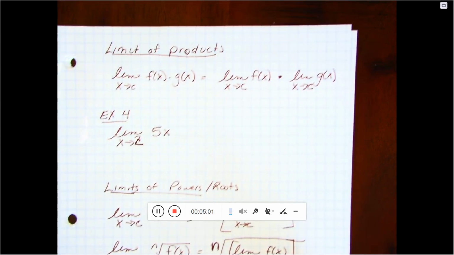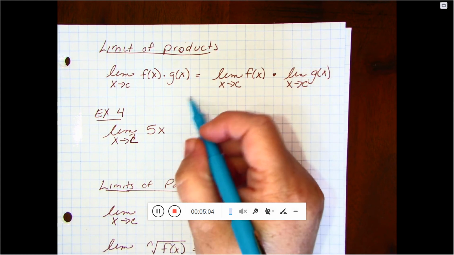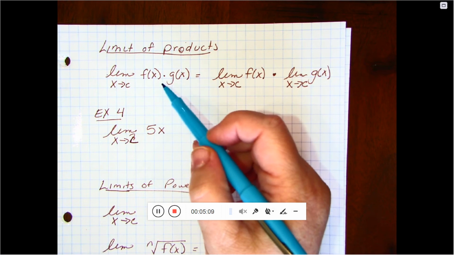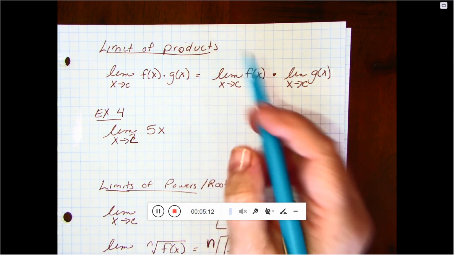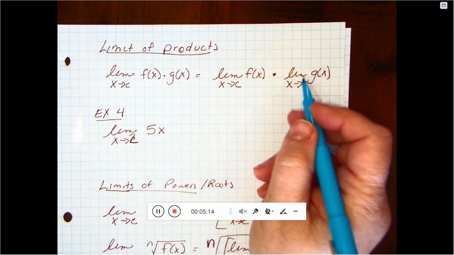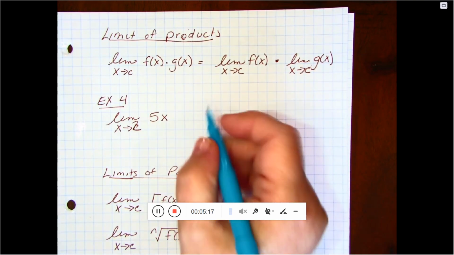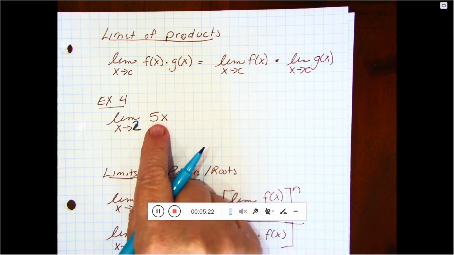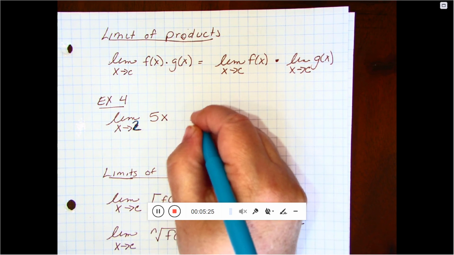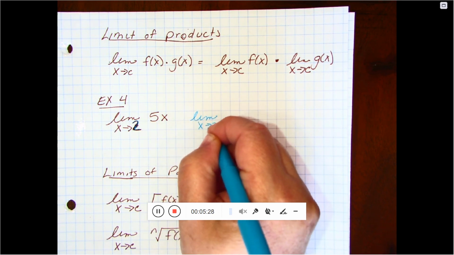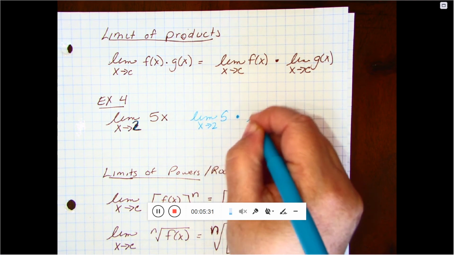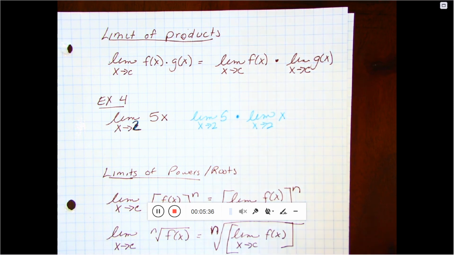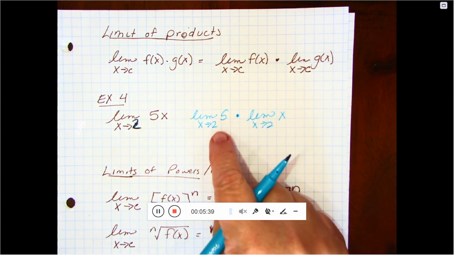Let's look at now the product rule. What happens when we multiply two functions? What's the limit as x approaches c of f of x times g of x? Well, you simply look at their individual limits and multiply them. So if I'm looking at the limit as x approaches 2 of 5x, that is the limit as x approaches 2 of 5 times the limit as x approaches 2 of x. And again, we've got the constant rule and the linear rule.